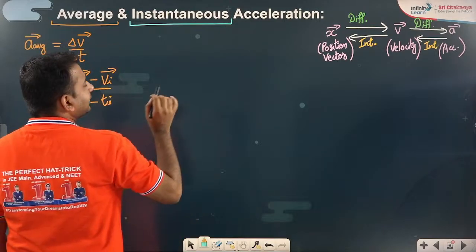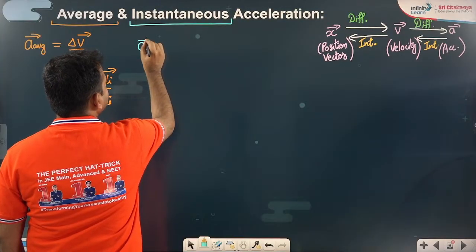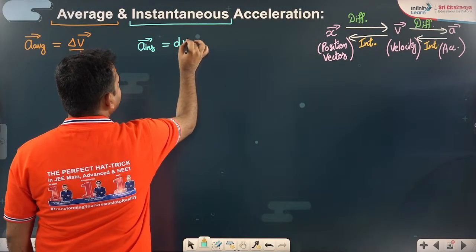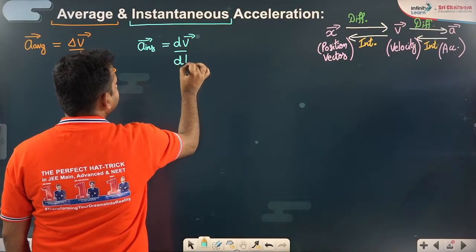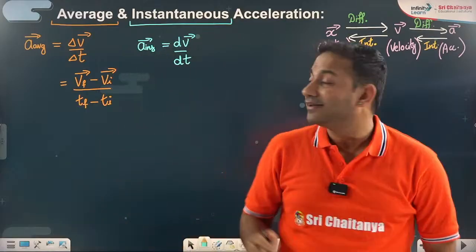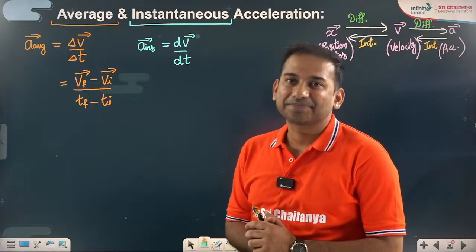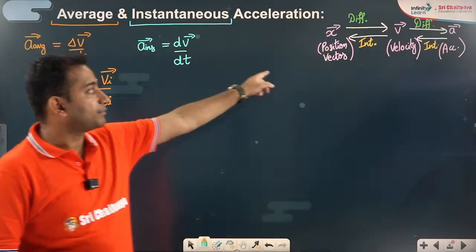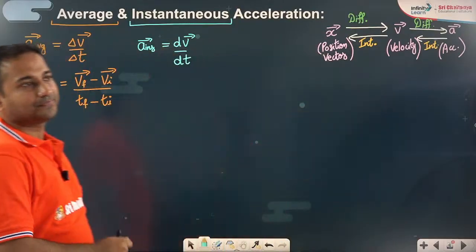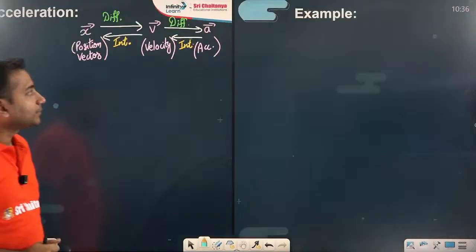So instantaneous acceleration. How do we define the instantaneous acceleration? It is equal to dv vector by dt. So instantaneous values are differentiation based. Average values are substitution based. Is that clear? Right? And just remember that tip which I have just given to you. All right. Let me take a few examples.